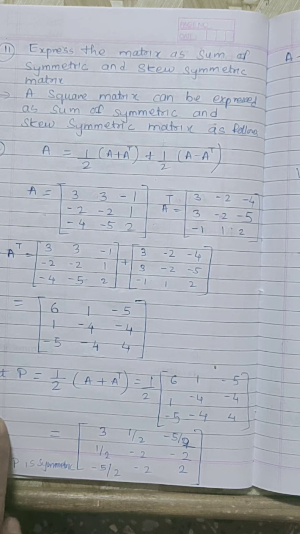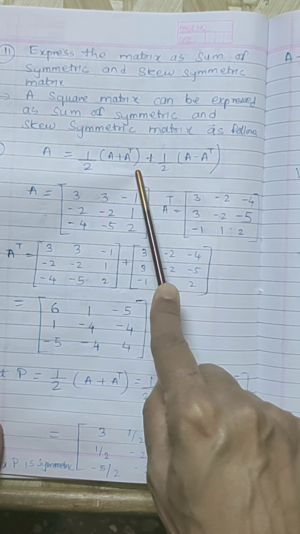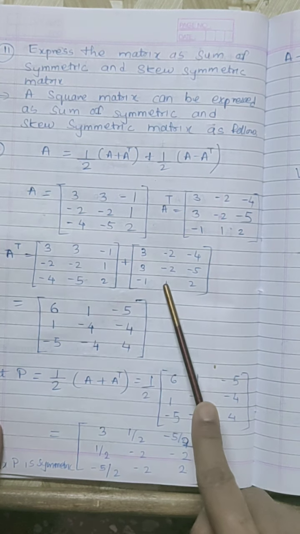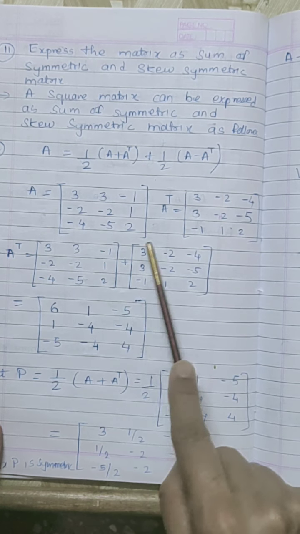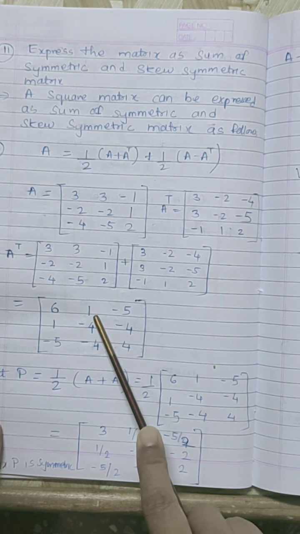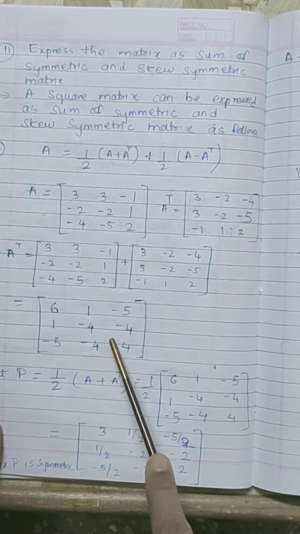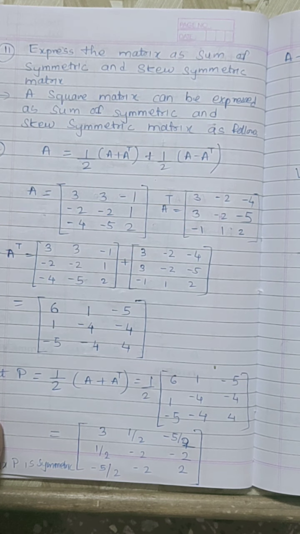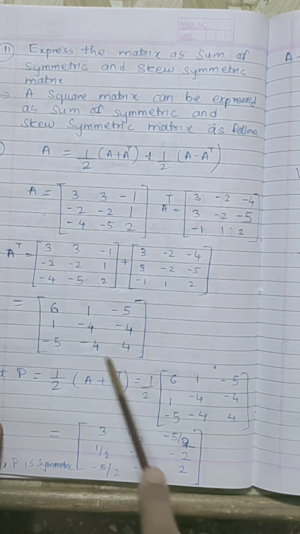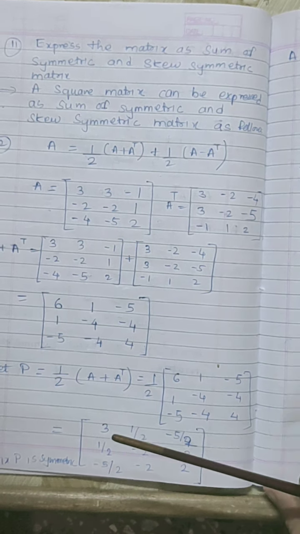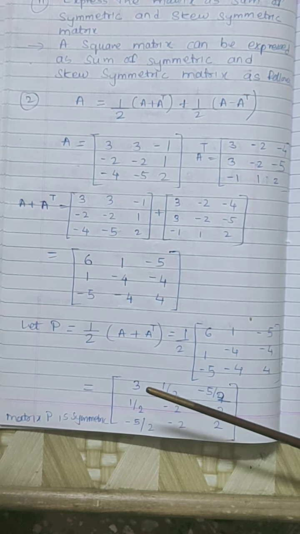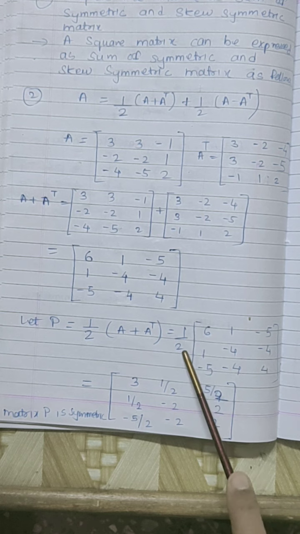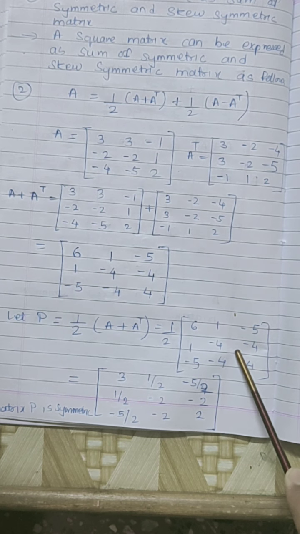Now what we want here? A plus A transpose. So A plus A transpose is equal to these two matrices added. Add the corresponding elements. 3 plus 3 is 6. 3 minus 2 is 1. So we got A plus A transpose. But here what we want is half into A plus A transpose. So we will assume this as P. Let P be equal to half into A plus A transpose. So half and this matrix A plus A transpose as it is.